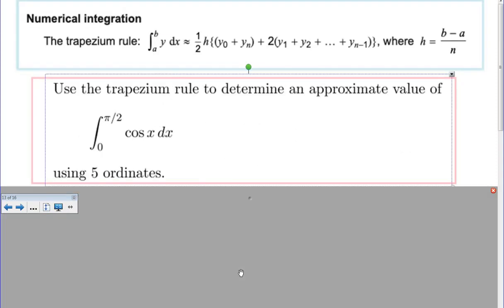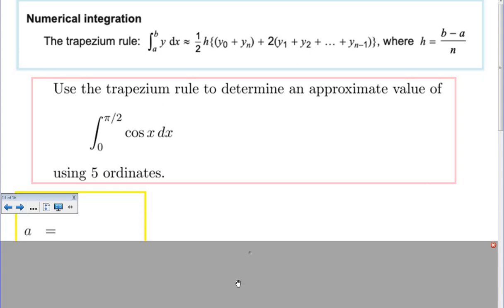Right, let's try a second example. This time we want to integrate cos of x from 0 to pi over 2. And this time the question says we're using 5 ordinates, which means 4 strips, 4 trapezia. The question also used the word determine, so we've got to make sure that we write down our y ordinates, because you get marks for those. Okay, so here we go.